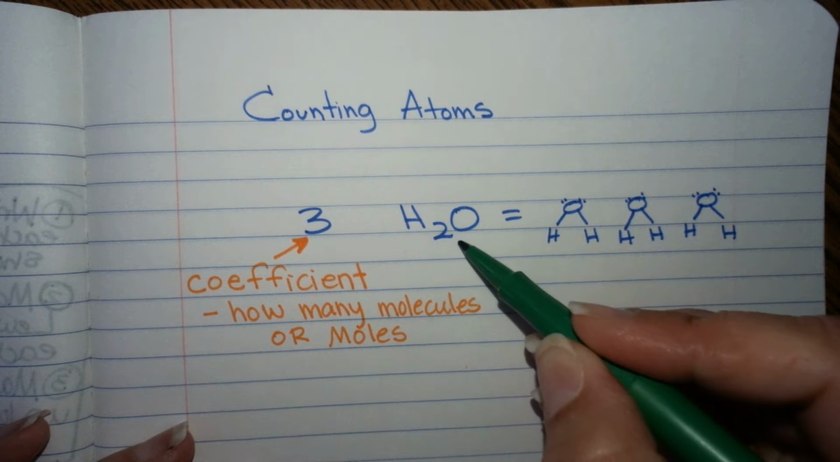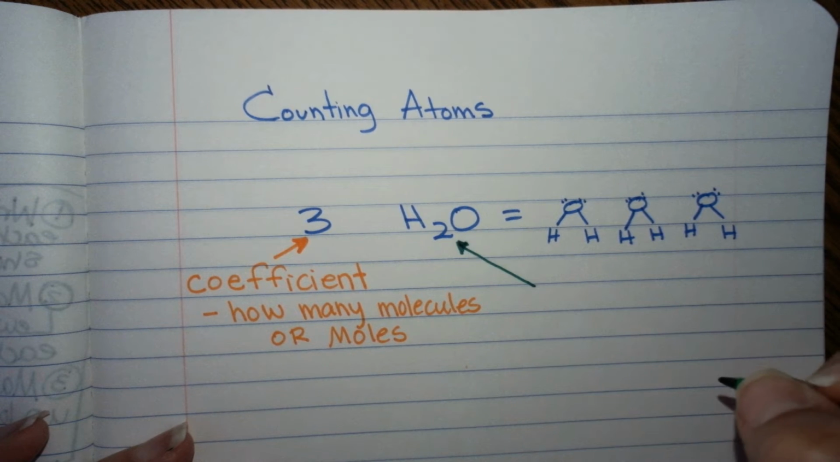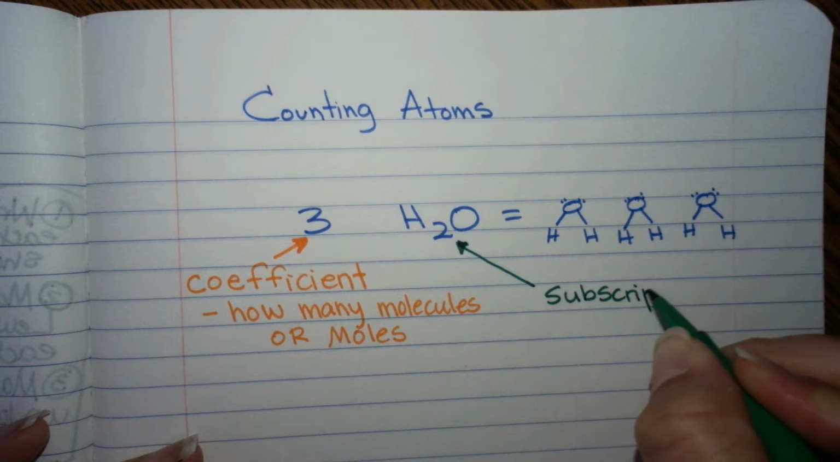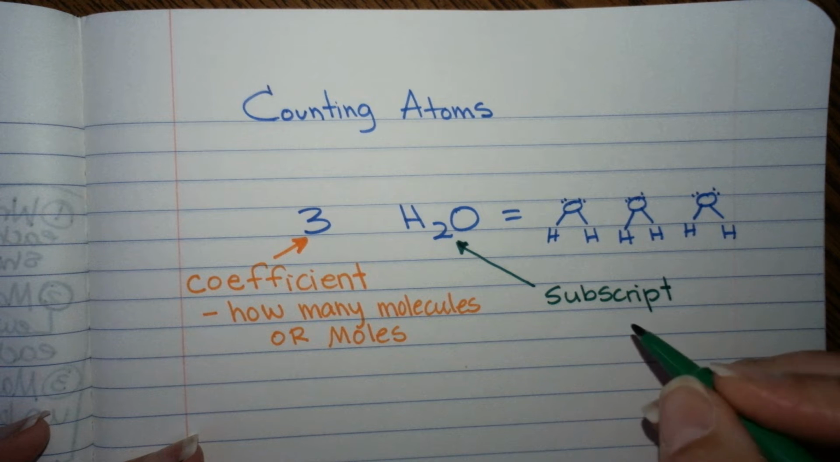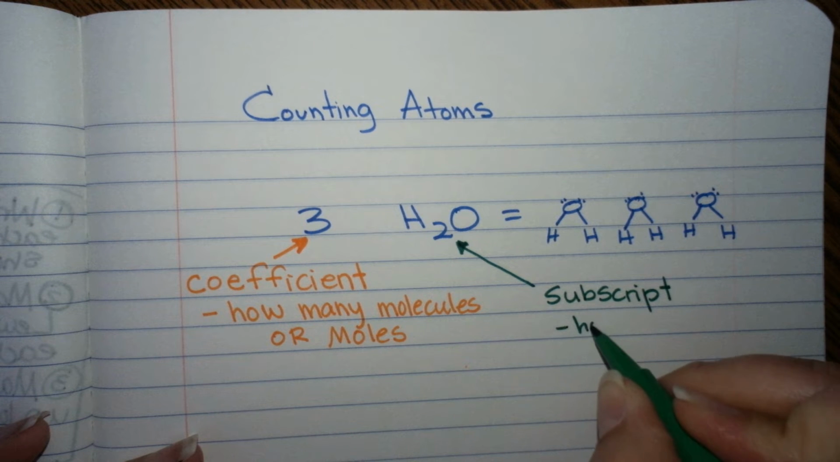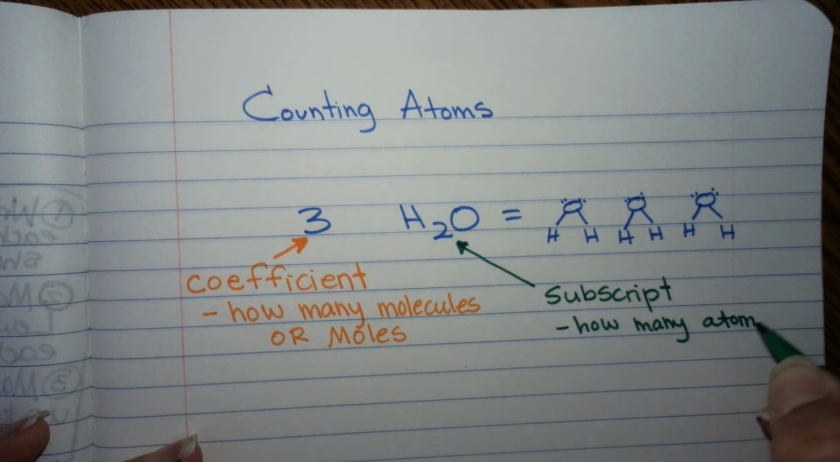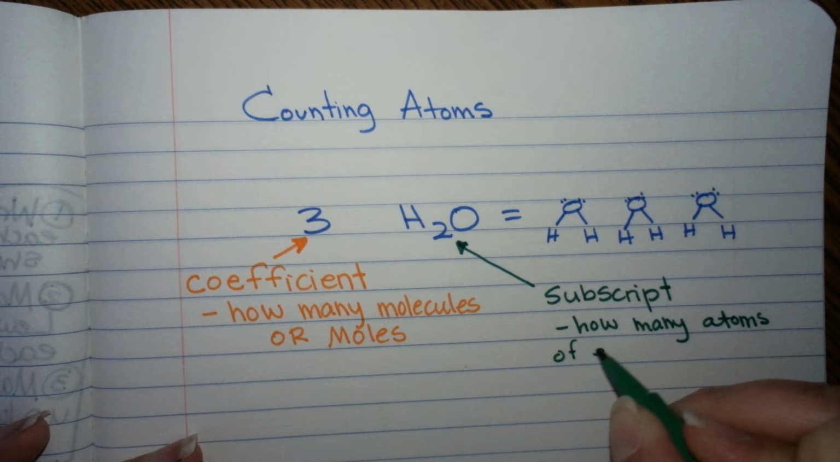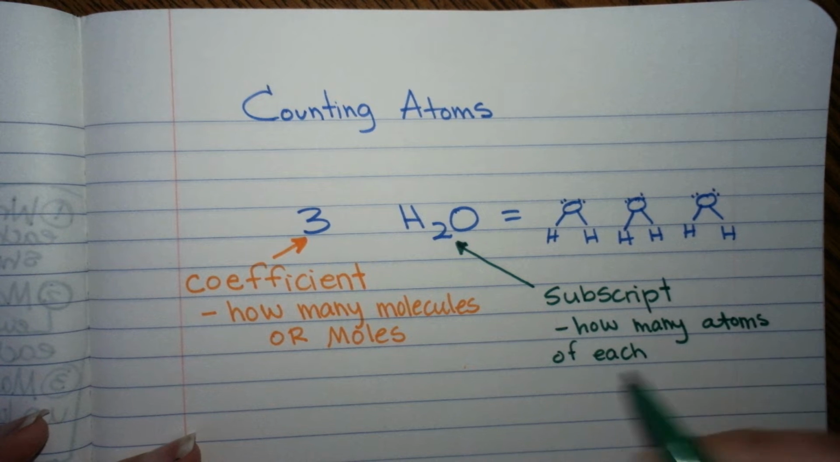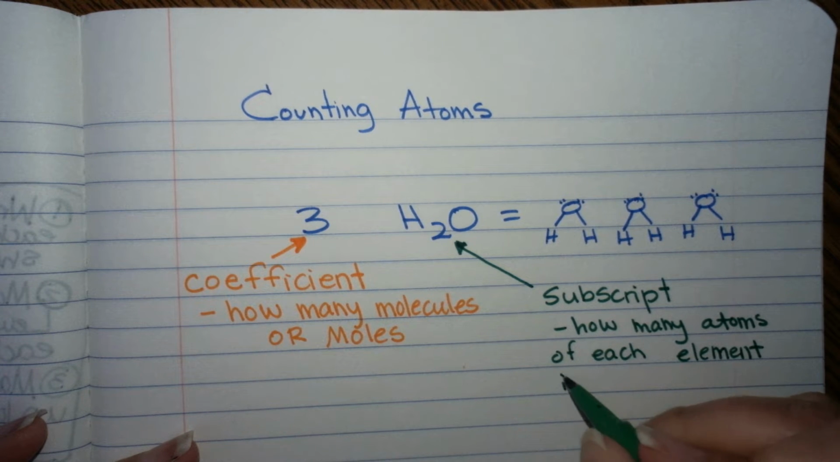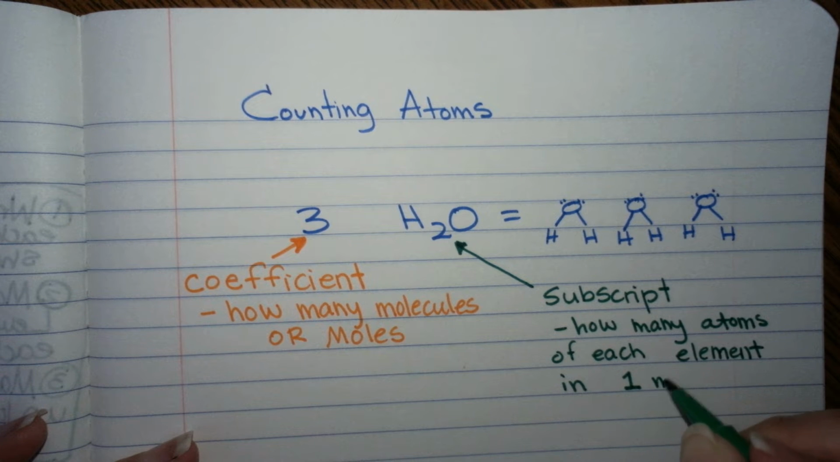So what is this number called? The smaller number. This number is called the subscript. So the subscript tells us how many atoms of each element are in one molecule.